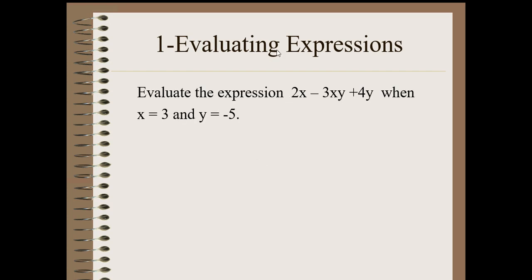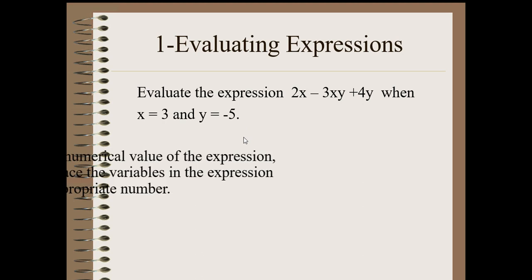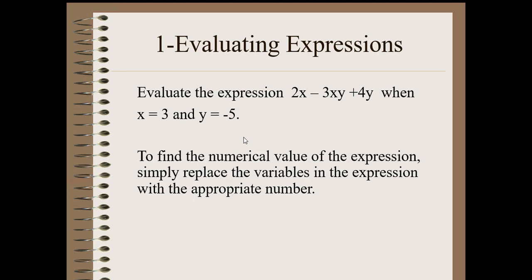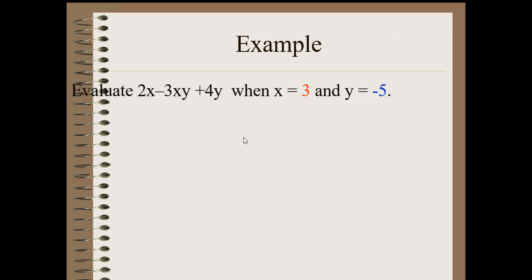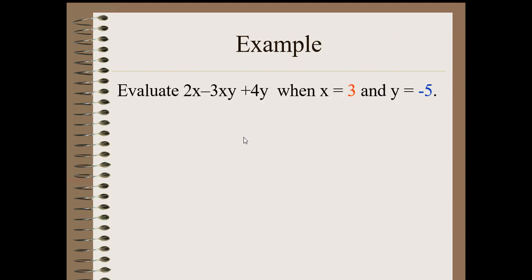Example, this is an expression we call 2x minus 3xy plus 4y. I need to evaluate this expression. It means I need to find the value of this expression if x is 3 and y is minus 5. So what do I need to do? To find the numerical value of the expression, you need just to replace x by its value, y by its value, and then find the appropriate number. So that's it. This is an example.